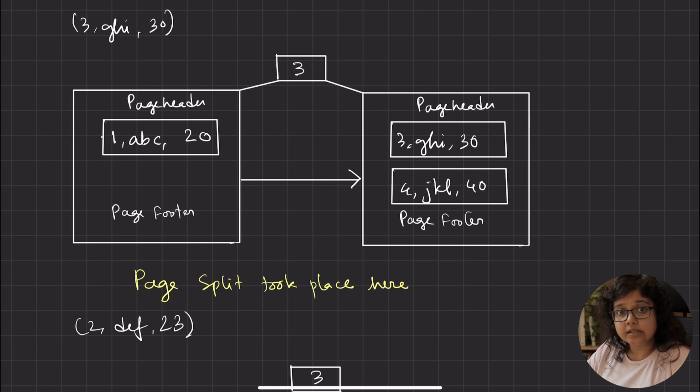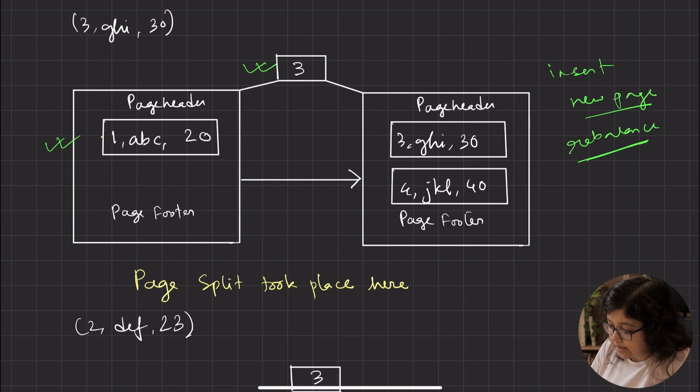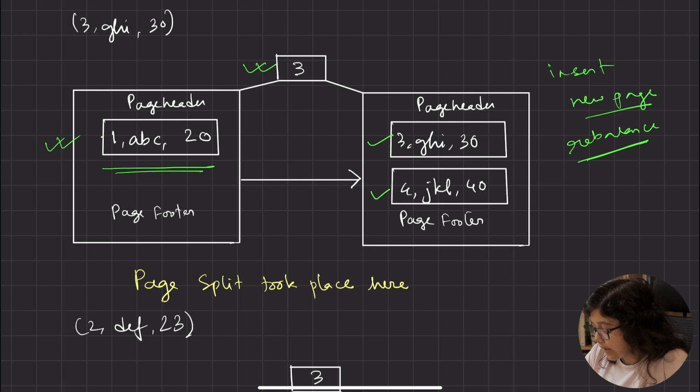and then it will realize that this page does not have enough space to insert a new record. That's why it will insert the new record in a new page, and also rebalance the tree. After rebalancing, the root will be 3 and the left child will be this one, where the actual record is 1 ABC20 and the right child is having 3 GHI30 and 4 JKL40. This whole process of creating a new page as well as the rebalancing of the tree if required is called page splitting.